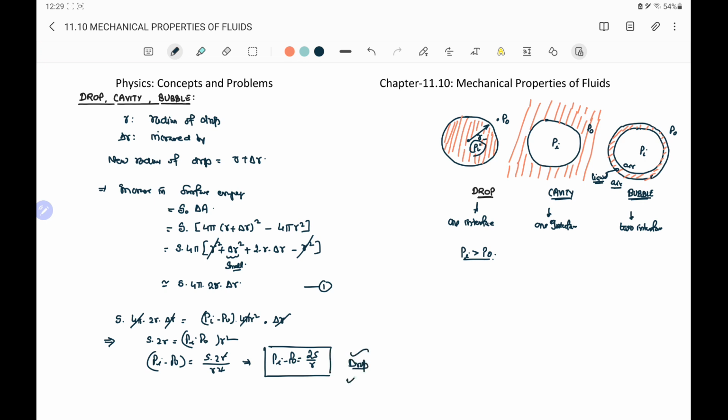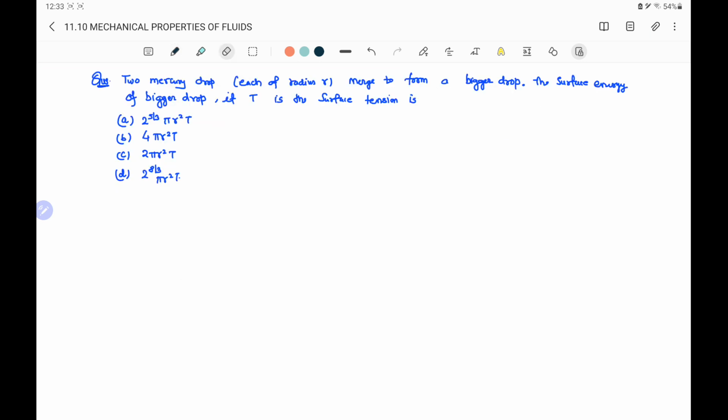And a similar formula is applicable also for cavity, because these also have a single liquid-air interface. For bubble, there are two liquid-air interfaces. So there the difference in pressures will be equal to 4S by r. This formula we have to remember. So we have to take some examples.